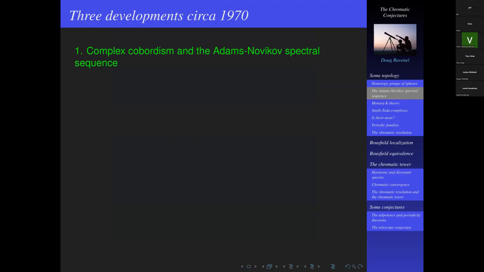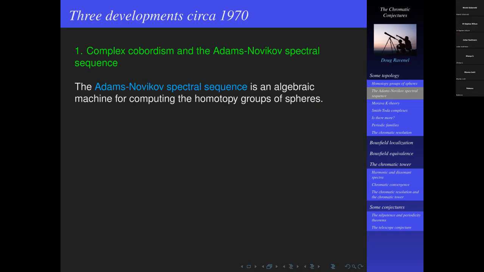One of them is complex cobordism and the Adams-Novikov spectral sequence. Those are big, complicated words, and they refer to some complicated algebraic machinery that I do not have time to go into in any detail in this talk. Let's just say the Adams-Novikov spectral sequence is an algebraic device, a machine for computing the homotopy groups of spheres. I can't go into the details in this lecture, so you just have to take it on faith that there's this algebraic machine that calculates the homotopy groups of spheres.